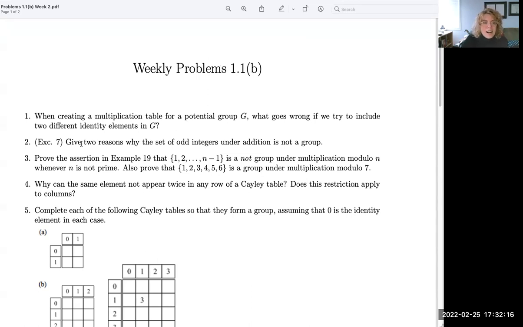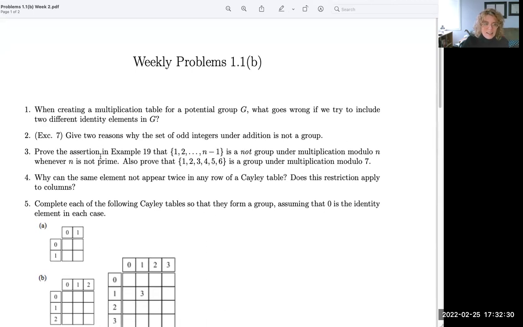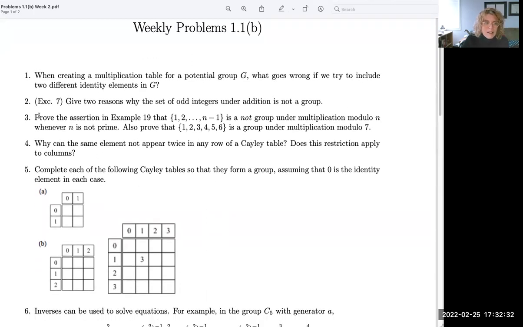Exercise 2: give 2 reasons why the set of odd integers under addition is not a group. Just give 2 properties of a group that the odd integers under addition does not satisfy. That one should be pretty straightforward.